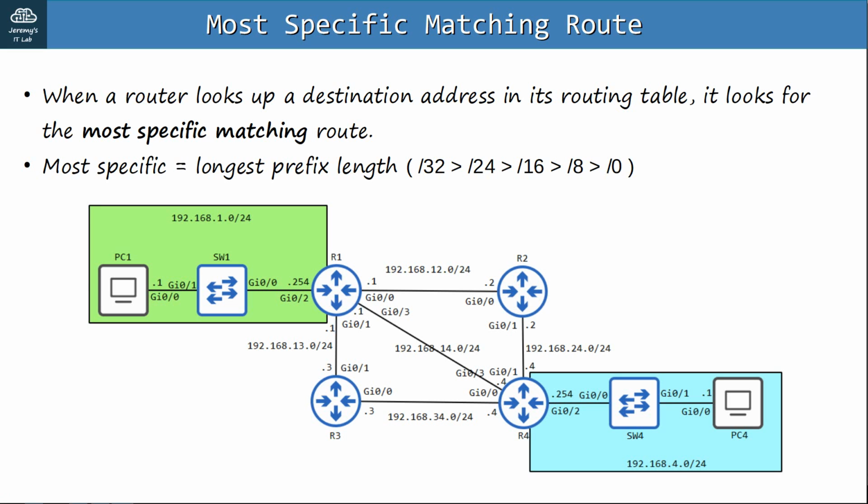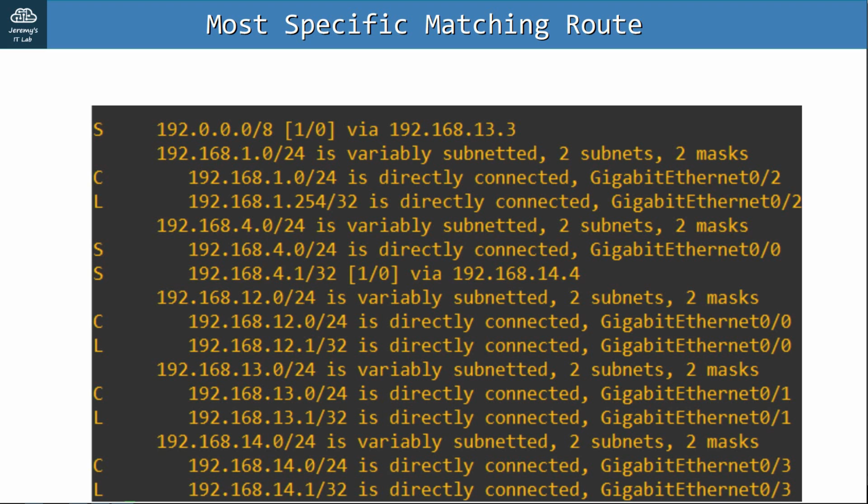Here I've added one more link to our topology between R1 and R4. It's the 192.168.14.0/24 network, with R1's address being 192.168.14.1 and R4's 192.168.14.4. I also configured some extra routes. Let's check the route table. So here's R1's routing table now. You can pause the video to take a look if you want.